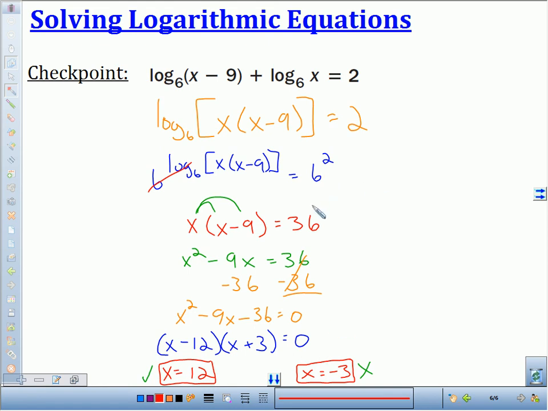Now, if we were to check our solutions, we would see that x equals 12 does work. X equals 12 is fine. But x equals negative 3 does not work. So, there is our checkpoint question. The answer to log base 6 of x minus 9 plus log base 6 of x equals 2, the solution is x equals 12.